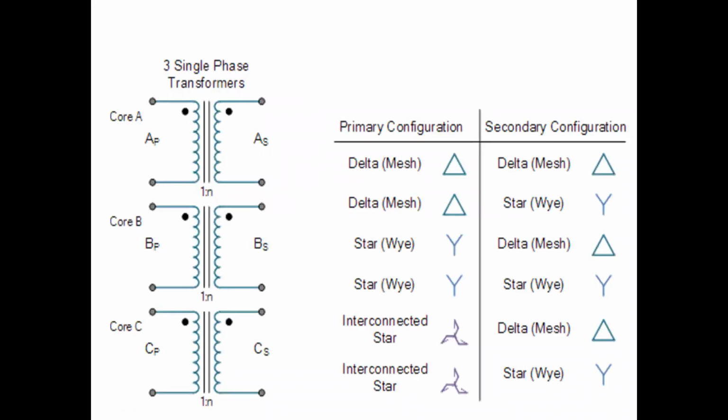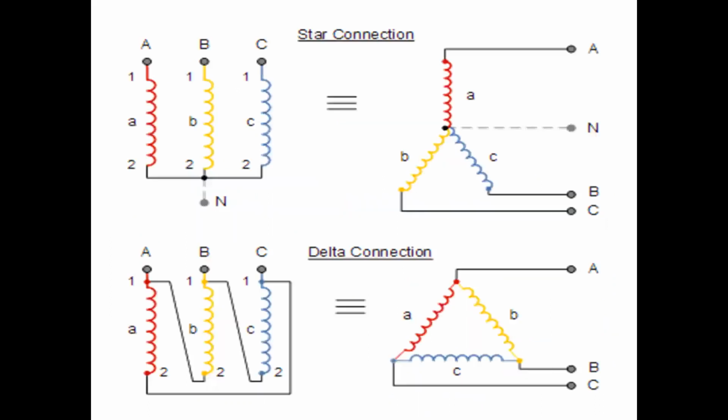If there are 3 primaries and 3 secondaries, now we can connect in star star or delta star, star delta or star star, or interconnected, which is zigzag, star zigzag. So these are the connections: 3-phase, star connection, delta connection.